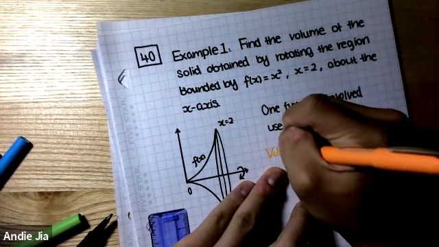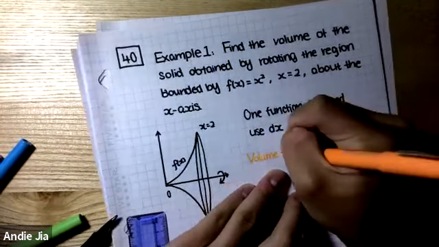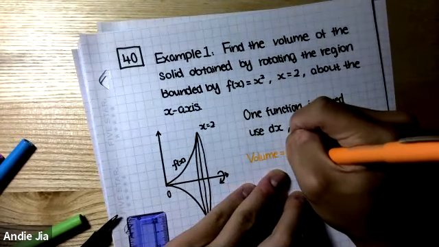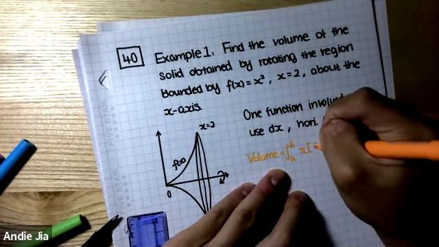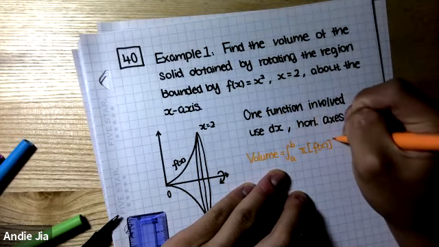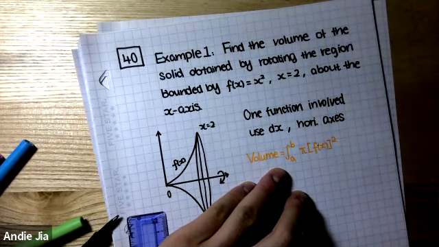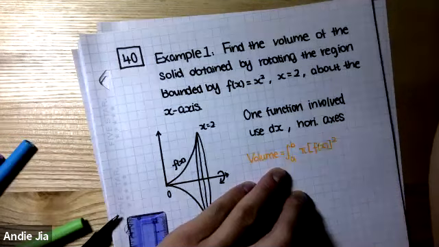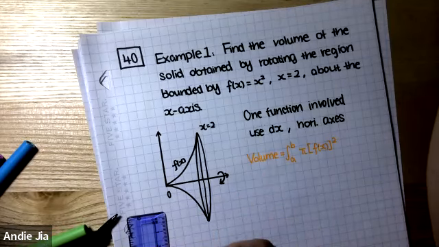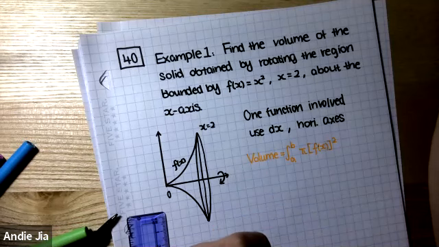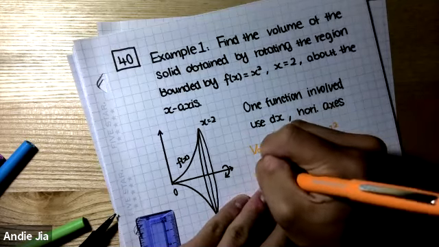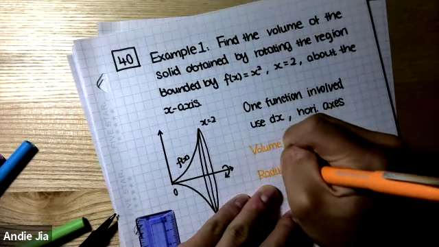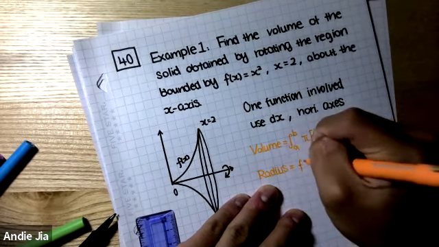So the volume is equal to the integral from a to b of pi times f of x, squared. We should call f the radius function. In this case, the radius is just f of x itself.